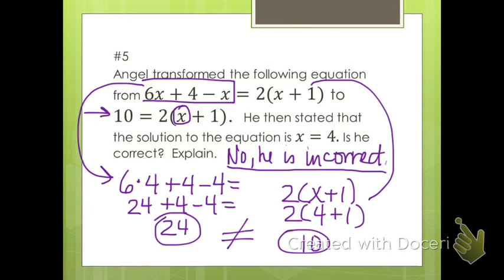So what this exercise shows you is that if you transform an equation incorrectly, even though you get the right solution to that equation, it won't be a solution to your original equation. So you need to do the transforming step carefully so that you don't come up with wrong solutions. Okay.